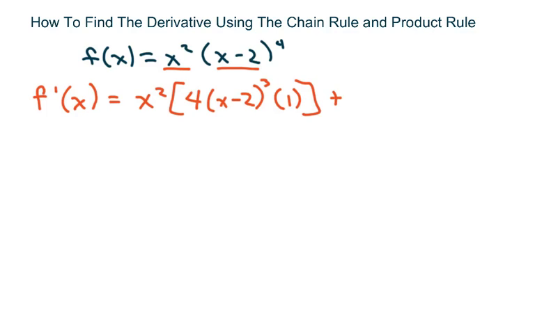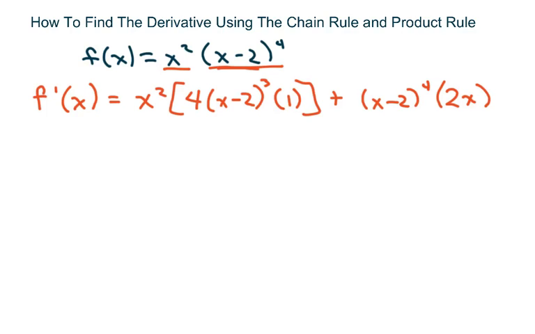Alright, then you say plus, you write this function down, the second function, times the derivative of the first function. So we didn't use the chain rule on this second part. And then we're going to clean this up.